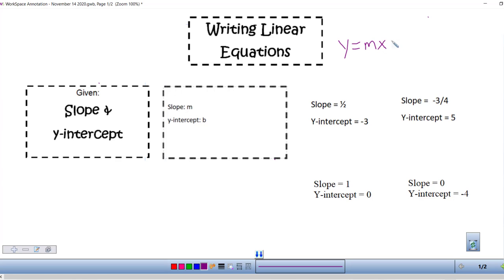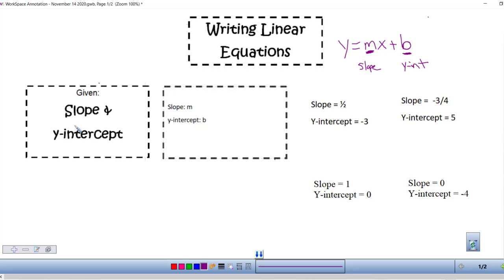Remember, that is y equals mx plus b. M is the slope, and b is the y-intercept. Those two pieces of information, the slope and the y-intercept, that's what we need every single time to be able to write an equation. Sometimes we are given both things and that makes it pretty simple, but sometimes we have to find what those things are and it's a little bit more complicated.